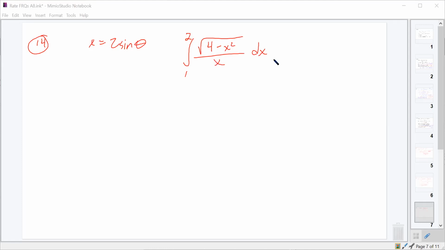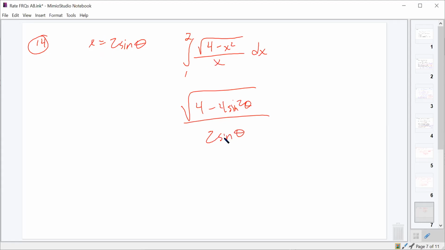But that's beside the point here. It should be pretty easy to get through this. Anyway, we're going to make x equal to 2 sine theta. So that means that the inside of this integral is going to become the square root of 4 minus 4 sine squared theta over 2 sine theta, if you just replace the x's.